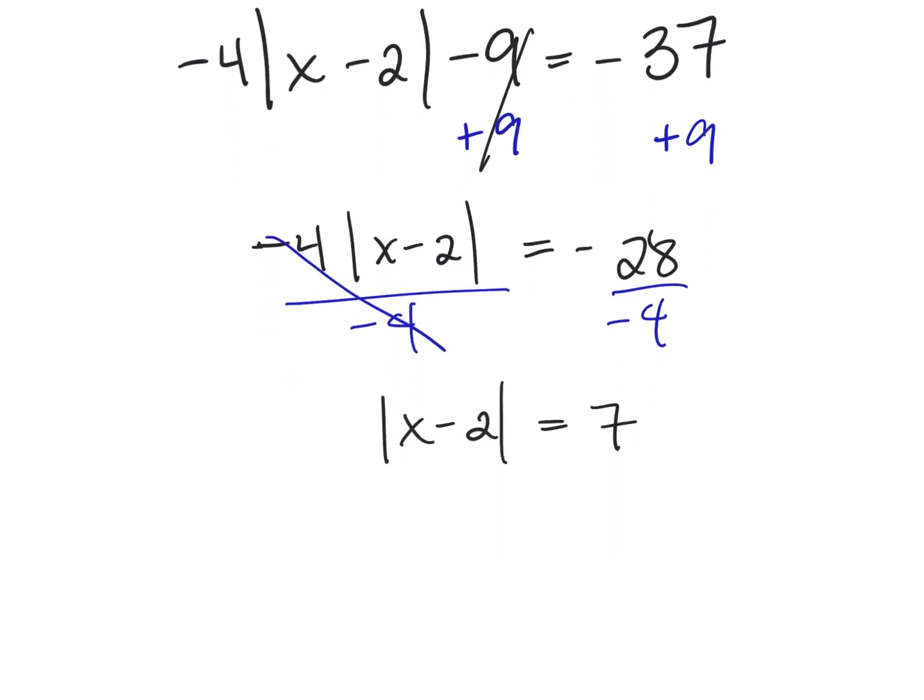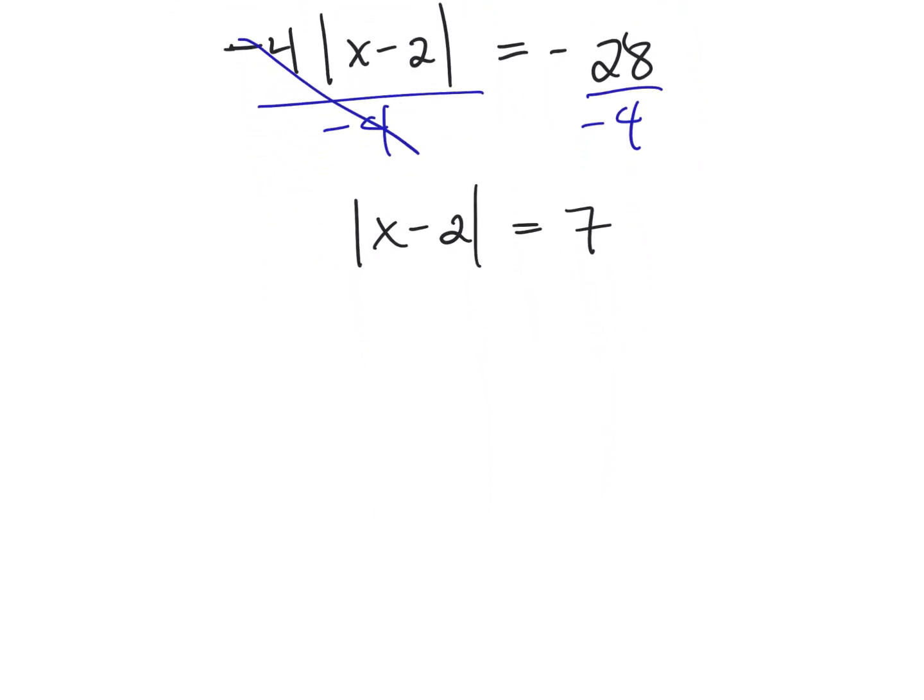Now this is the spot where, with an absolute value, you have to split to get rid of the absolute value. Whatever is inside of this box, this x minus 2, can equal either negative 7, because the absolute value of negative 7 is positive 7, or it can equal positive 7, because the absolute value of positive 7 equals 7 as well. So that's why we're splitting into two equations.